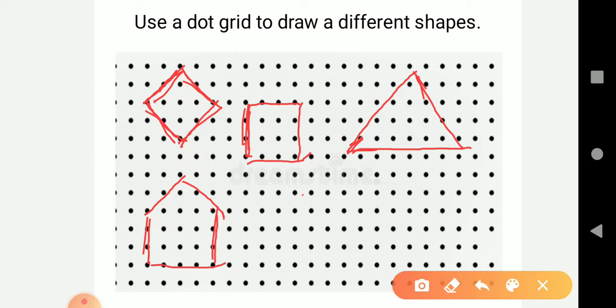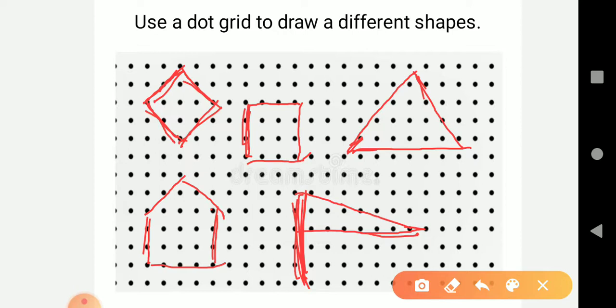Then this is the picture of pentagon. If you want to draw a temple flag, then we also draw a temple flag with the help of dots. Okay, so we form many different other shapes with the help of dot grid.